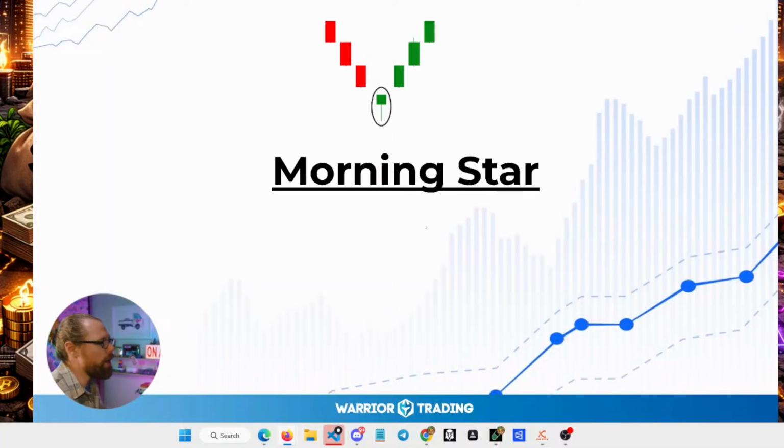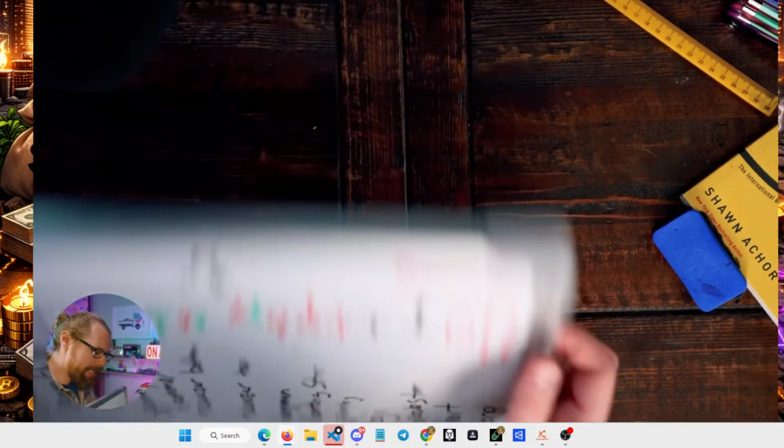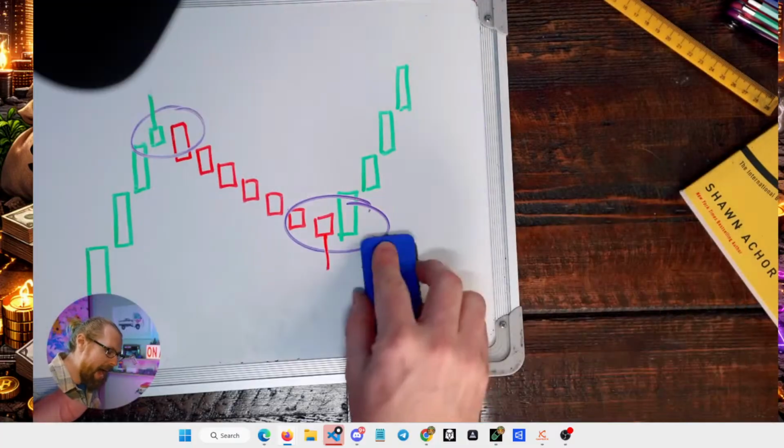The next one is called the morning star pattern. All right, so a morning star is a pattern that is more common on daily charts. The reason it's more common on daily charts is because it sort of presumes that this is the close and it opens way down here. How do you open at a significantly lower price than the previous close? And the way that happens is through what's called a gap.